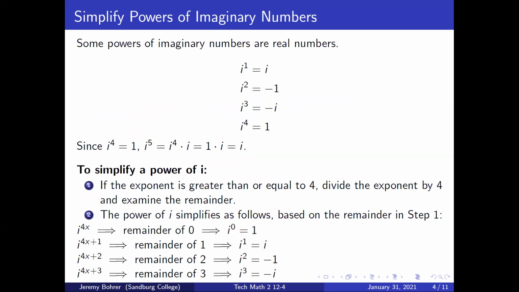Some powers of imaginary numbers are real numbers. i to the first equals i, i squared equals -1, i cubed equals -i, and i to the fourth equals 1. Since i to the fourth equals 1, i to the fifth equals i to the fourth times i, which is 1 times i, which is i.